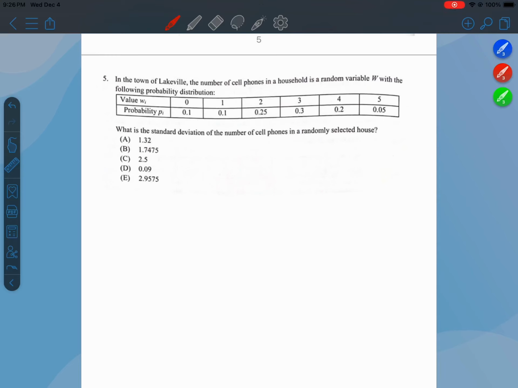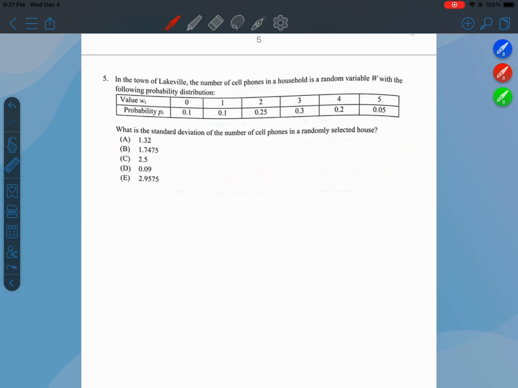Question 5. In the town of Lakeville, the number of cell phones in a household is a random variable W with the following probability distribution. What is the standard deviation of the number of cell phones in a randomly selected house?